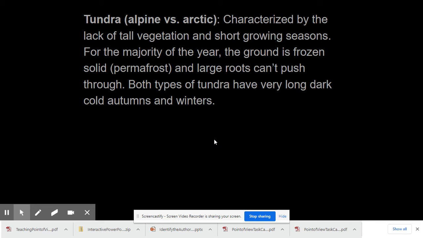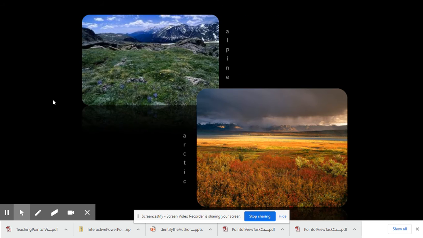The tundra. It's characterized by the lack of tall vegetation and short growing seasons. For the majority of the year, the ground is frozen solid. We call this permafrost, and the large roots cannot push through. Both types of tundra, or alpine and Arctic, have very long, dark, cold autumns and winters. Picture of our alpine tundra and Arctic tundra. So not good for vegetation, which is plant life here, because it's frozen solid, and that word is permafrost.